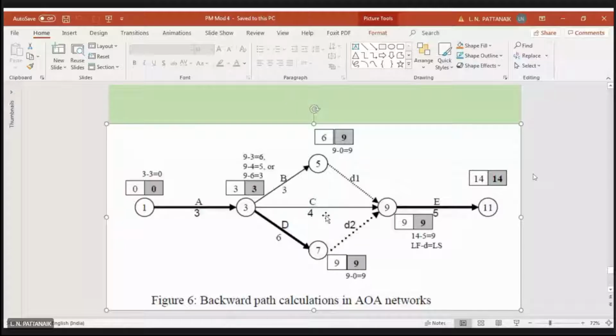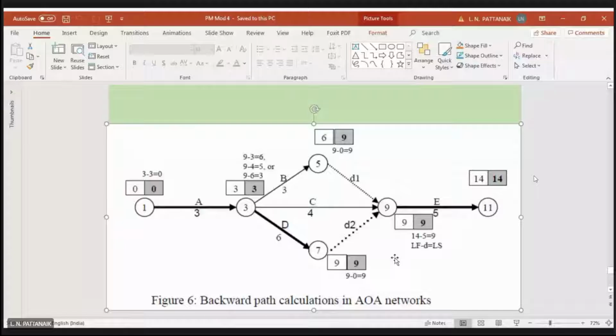The second thing, listen to me very carefully, I am giving a very important piece of information. The critical activities always connect the nodes which have 0 slack. Slack means the difference between the 2 values. For example, node 3 has 3 and 3, node 7 has 9 and 9, and node 9 has 9 and 9, meaning there is no difference, both are the same. So the critical path will always connect nodes in this kind of situation, where both values are equal.